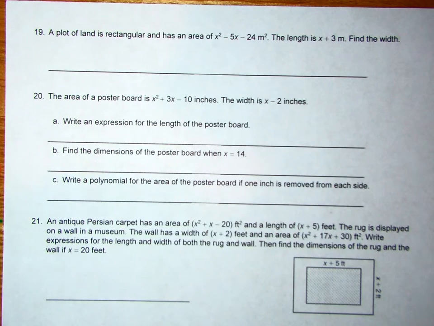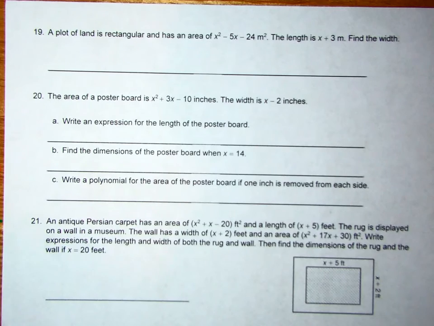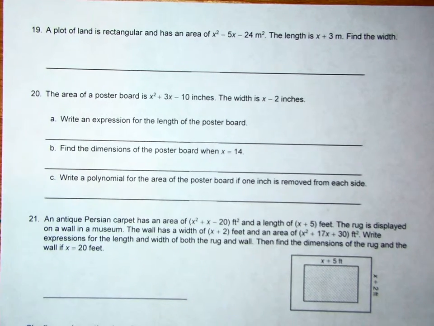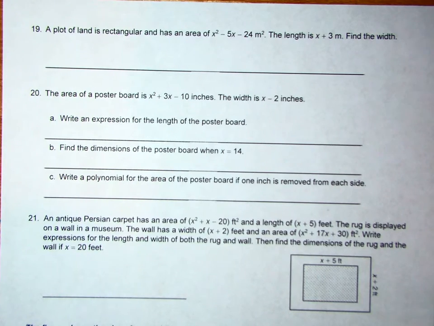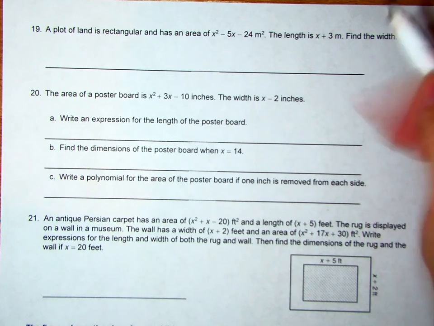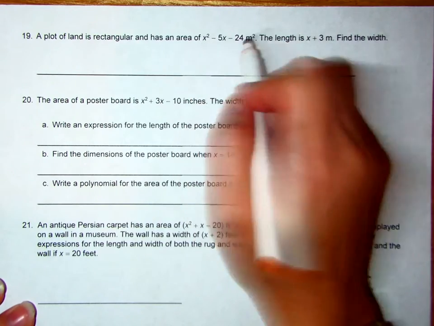This is numbers 19 through 21 on your study guide. It says that a plot of land is rectangular and has an area of x squared minus 5x minus 24 meters squared. The length is x plus 3. Find the width. Well, we don't even need to know the length, because we can just go ahead and factor this.